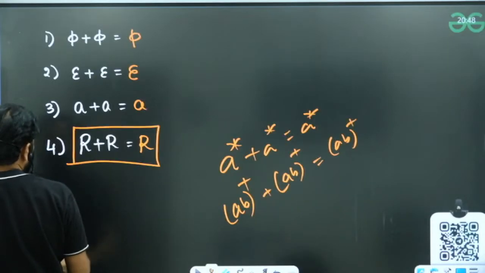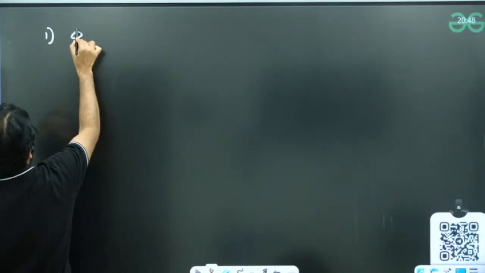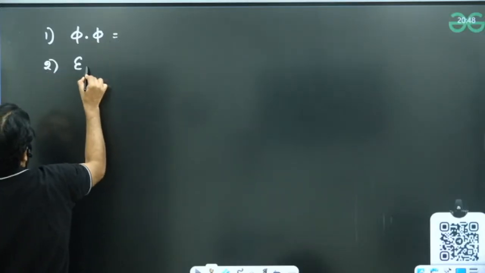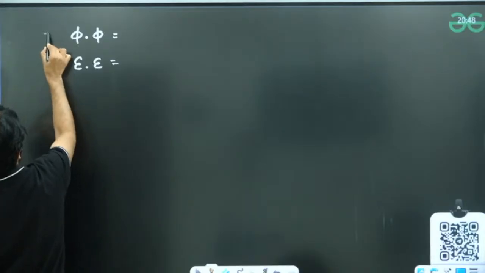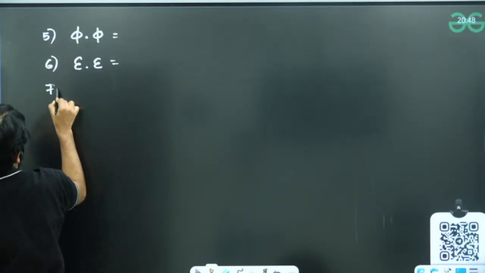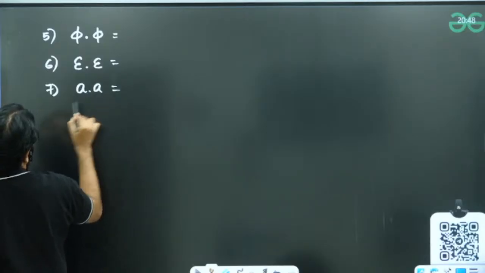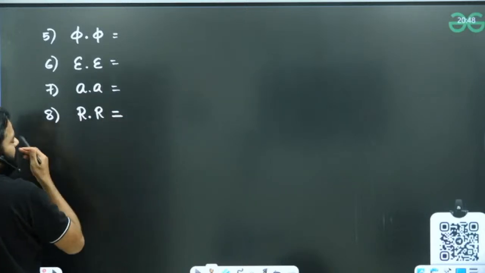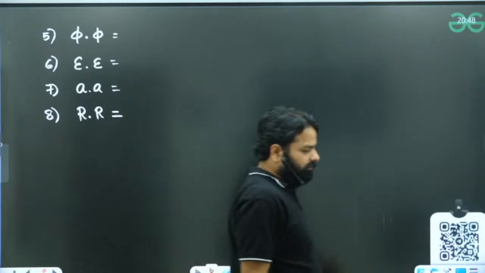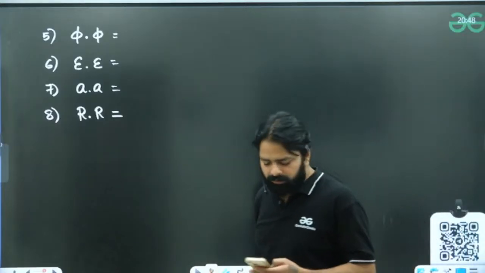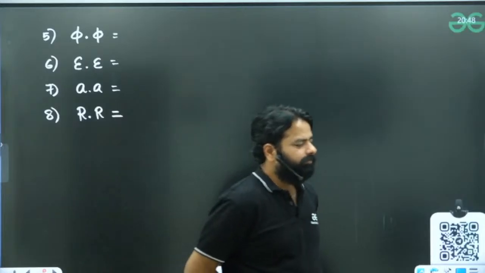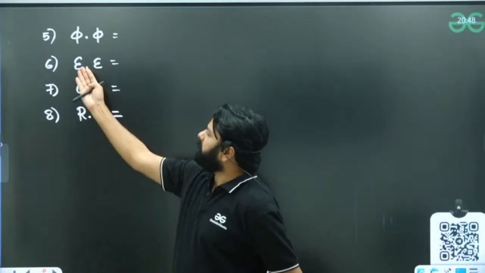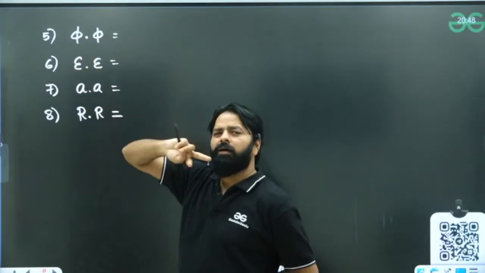Here I've used the four notations. Pi dot pi. Now I'm using the concatenation, epsilon dot epsilon, A dot A. When you write R dot R, what is the answer in general? Go ahead and answer it. Concatenation: in a concatenation, what do you do? You take the strings before the dot and the strings after the dot and put them in a sequence.